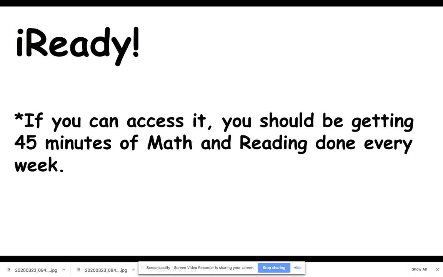All right, just some reminders, guys. iReady. If you can access it, you should be getting 45 minutes of math and reading done every week. It seems like you guys can all access Flipgrid, you can all access Roblox, you can all access lots of stuff. So you should be able to access iReady.